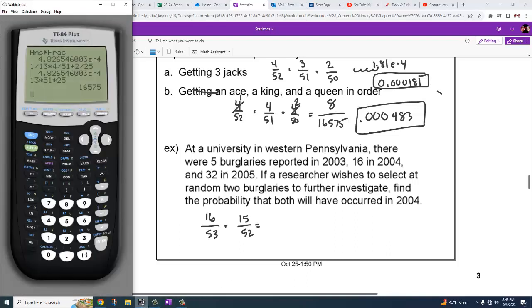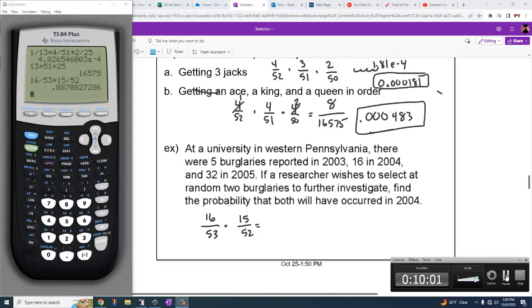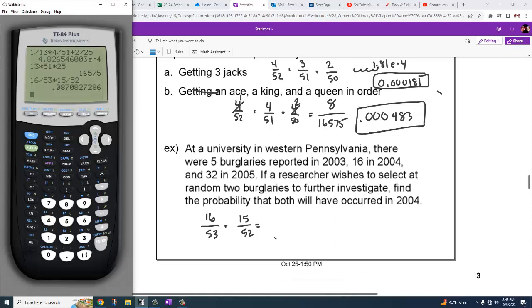So again, calculating 16 out of 53 times 15 out of 52 is going to give me, and we get 0.0871.